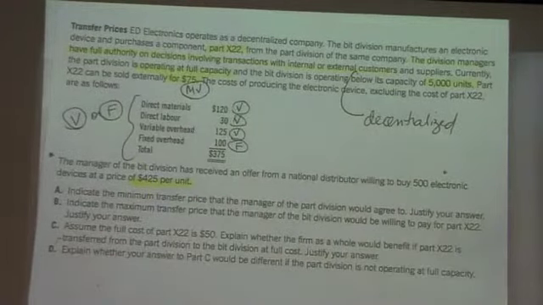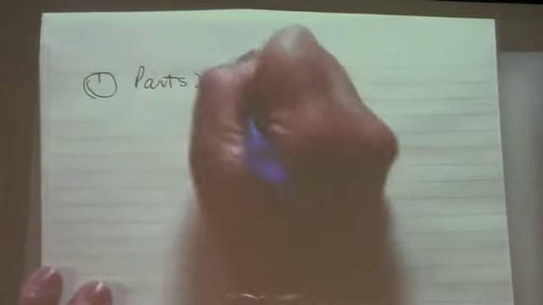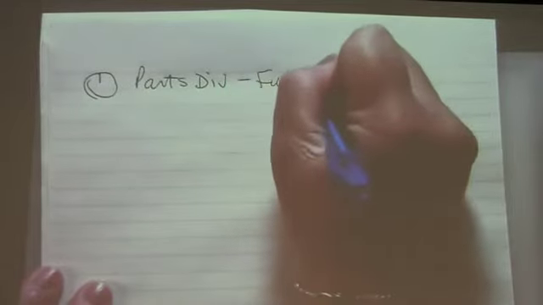Okay, so indicate the maximum number transfer price that the manager of the parts division would agree to. So justify your answer. That's the first part of the question. So let's answer that one. So the parts division is operating at full capacity.